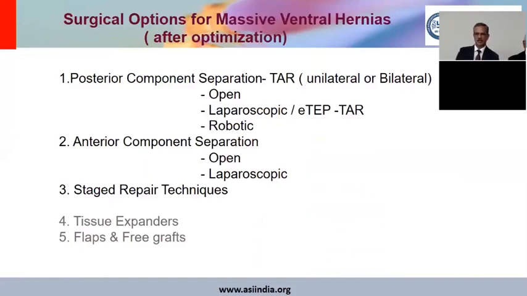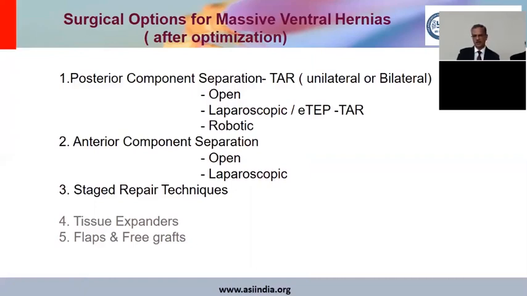The surgical options in massive ventral hernias, we have many of them, and I said it has to be done after proper optimization. The most popular is the posterior component separation, or what we call transverse abdominis release, which can be done on one side, or if it's not sufficient, we can do it on both sides of the abdomen. Open is the most often done, but there are a lot of surgeons who have the expertise and are doing this by laparoscopic or eTEP or by robotic methods also.